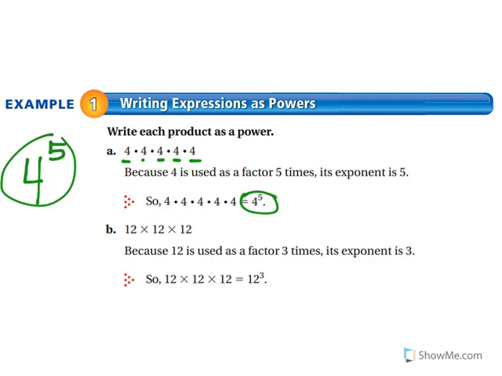Then we look at B. We have 12 times 12 times 12. So again, 12 is the number we're writing down because 12 is the base. It's the one we see over and over again. And it's written 1, 2, 3 times. So it's 12 to the third power.